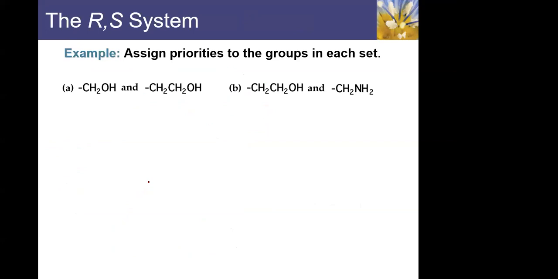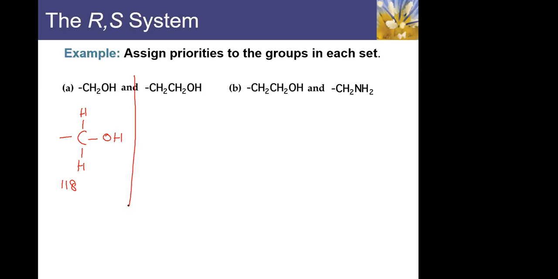Let's do this now. I'll solve one for you. The next one you all need to solve. So how do we choose which one to give priority? The first thing I do is I always try to open them up. This is OH. Hydrogen is 1, oxygen is 8. Let's see the other group.